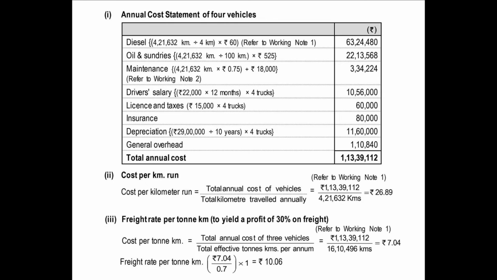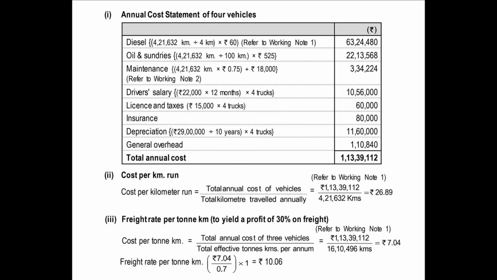Maintenance cost: 4,21,600, open the bracket, 4,21,632 into 0.75 plus fixed cost portion 18,000 rupees. Go to the outer column, write 3,34,224. Then driver salary, this is a fixed component. It is given in the problem, 22,000 per truck per month. So 22,000 into 12 months into 4 trucks.